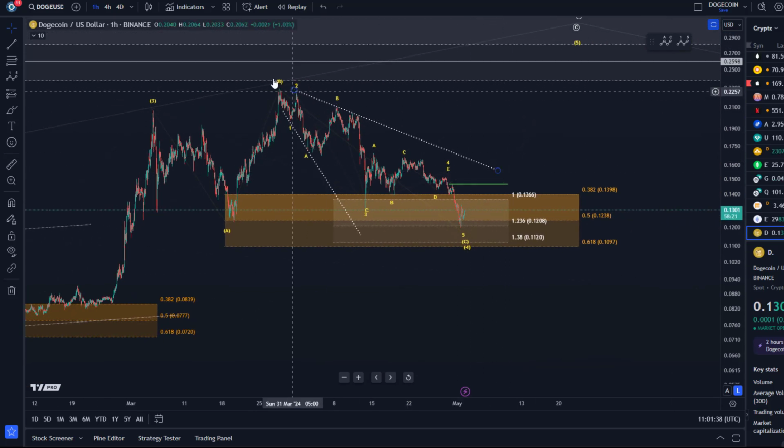And then essentially, because this looks a bit like a descending broadening wedge, a break to the upside of the wedge pattern should send us first to the beginning of the wedge, which is up there around 23 cents.